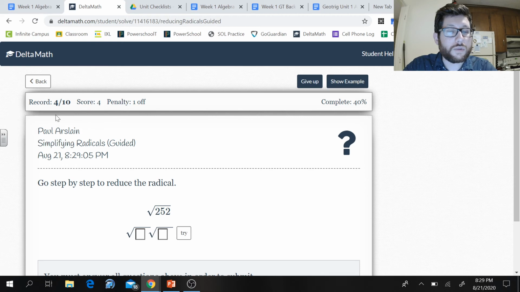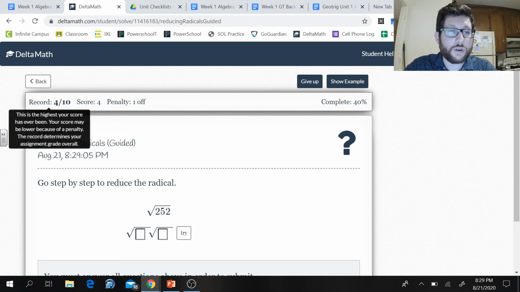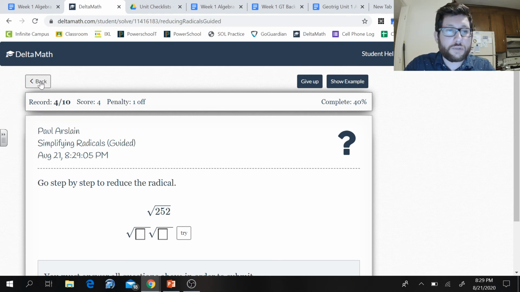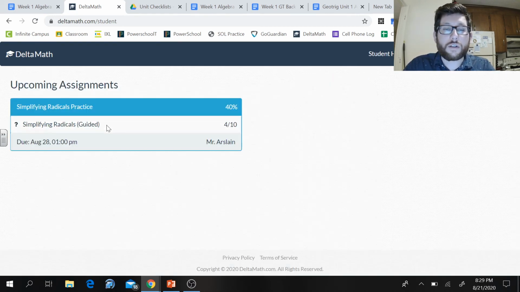You should get to 10 out of 10. If you miss some, it may knock your score down, but you should get this score up to 10 out of 10 in order to get full credit for this assignment. So I think this is something really manageable. It should be a very easy assignment. It shouldn't take long at all.